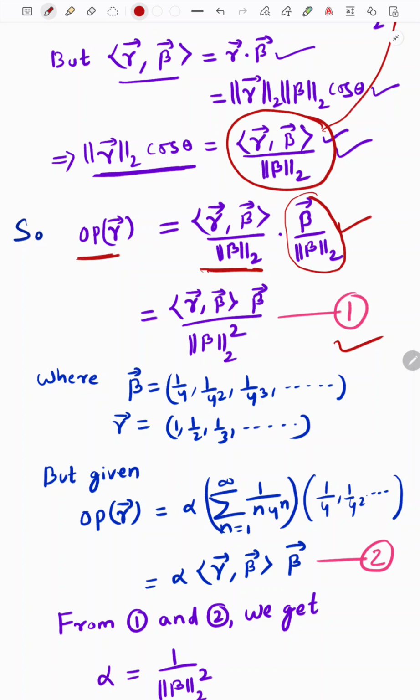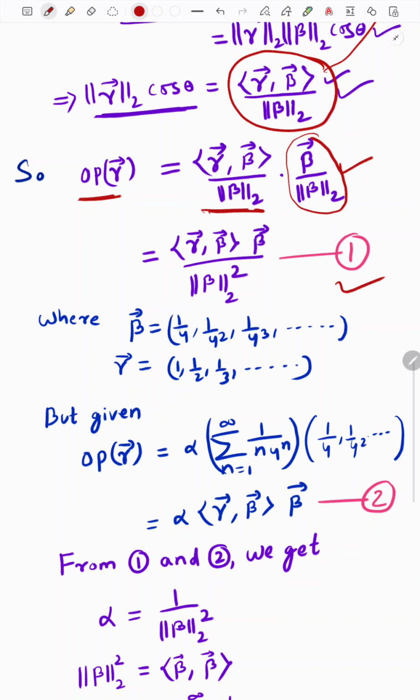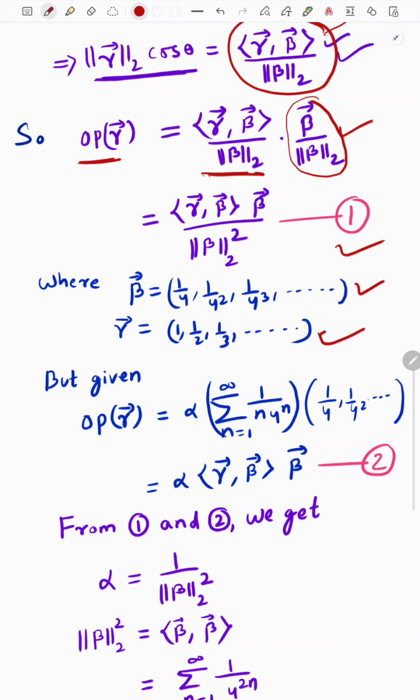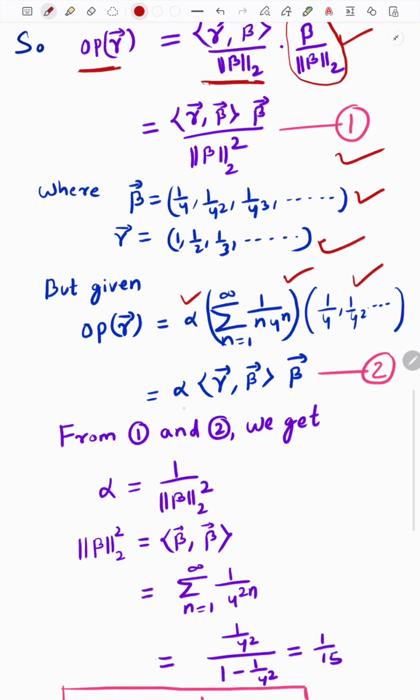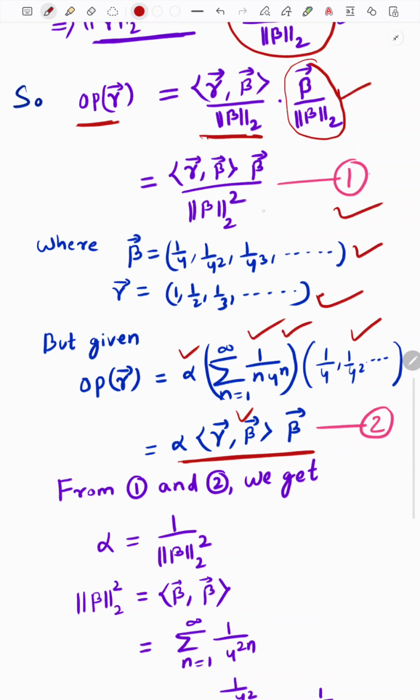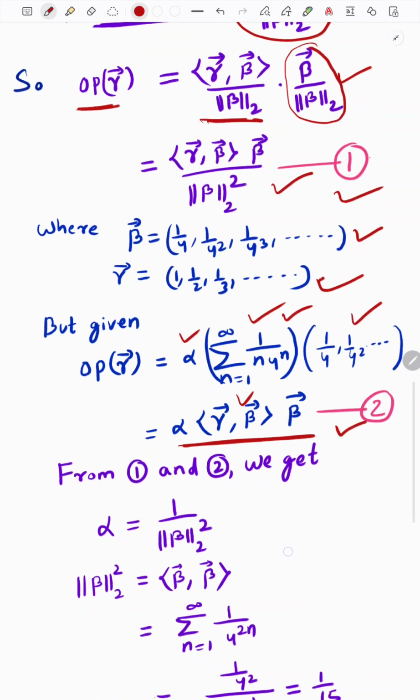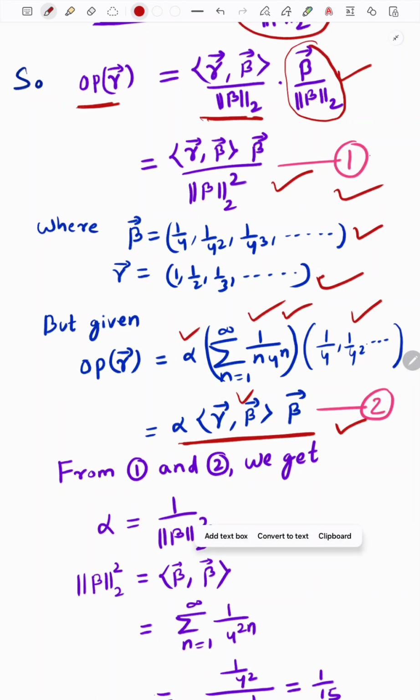But the projection value is already given, where the beta vector is this one and the gamma vector is this one, and the projection value is already given in the question. This is equal to alpha times this series with this beta vector. So in the notation form we can write it, and because this summation can be written in this inner product form, now everything is clear. The projection value is equal to this from equation 1, but in the given question it is already given this one. Now we will simply equate these two things, equation 1 and equation 2.